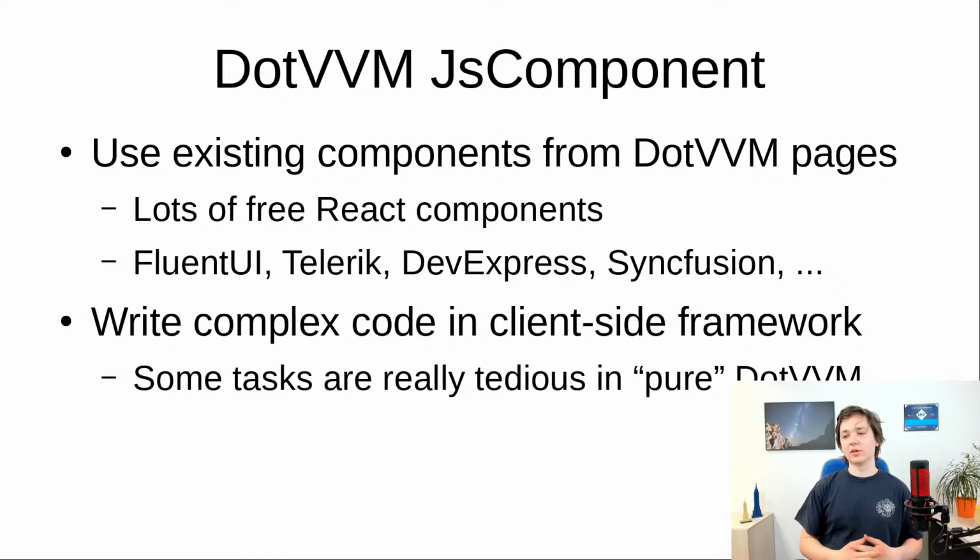write some complex client-side code, because some tasks are really tedious in pure DotVVM, or you would have to write some custom JavaScript, which is then hard to integrate with the Knockout observables that we use. And I don't want to say that Knockout is a bad framework. It has certainly fallen out of fashion these days, but it's not bad for templating. I would say it's quite tedious to use when you want to write components.